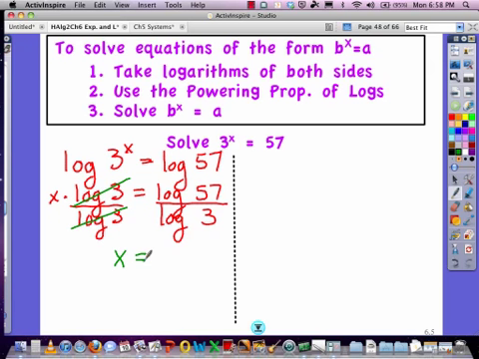So go ahead and hit log of 57 on your calculator divided by the log of 3. It's not base 3. They're both in base 10. And when you get that, you get a decimal value that is approximately 3.68-ish, rounded to the nearest hundredth.